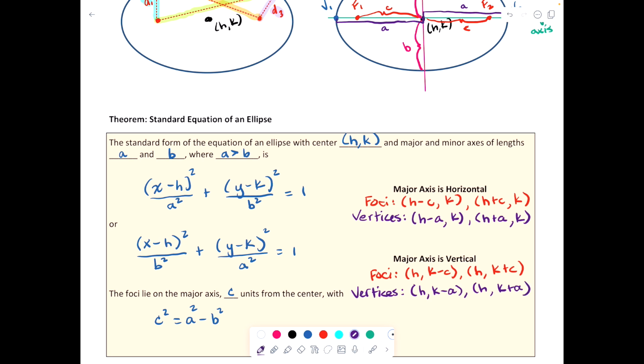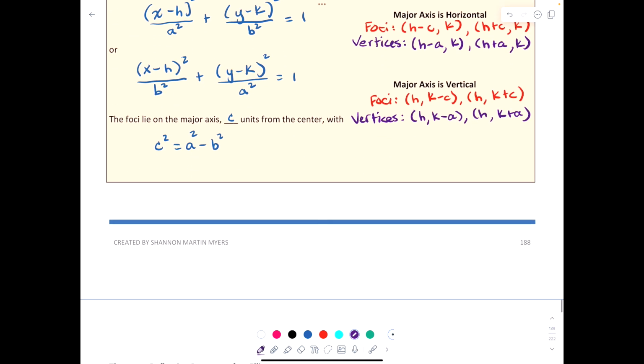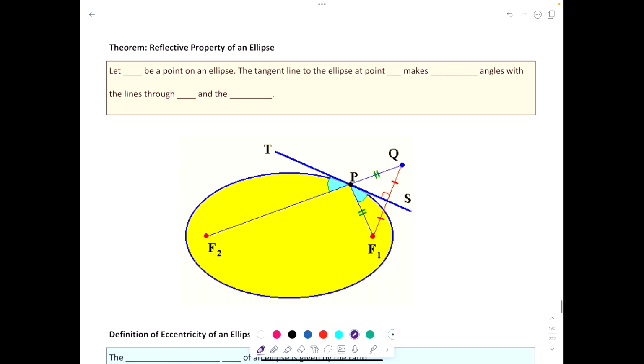All right, so here we go. There's a reflective property of an ellipse, which is interesting. If we let P be a point on an ellipse, the tangent line to the ellipse at point P makes equal angles with the lines through P and the foci. So you've got your foci here.